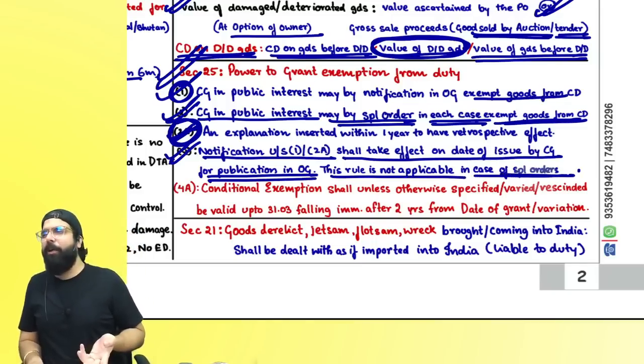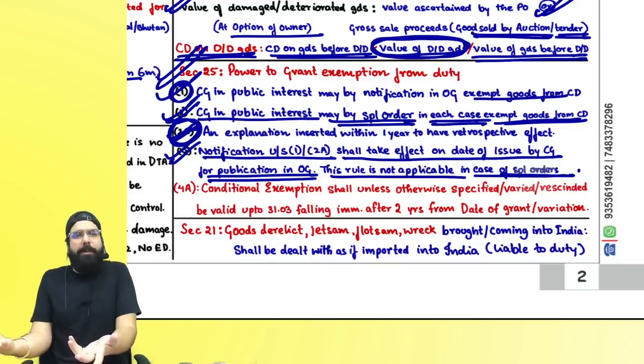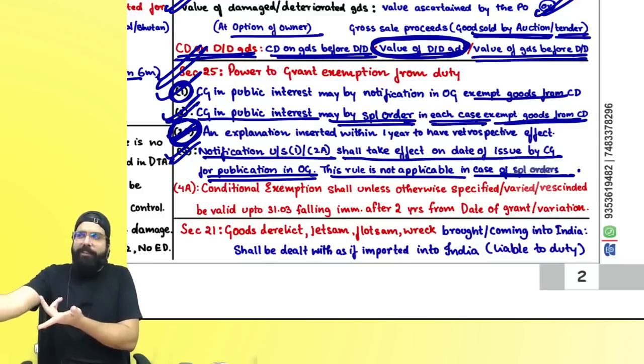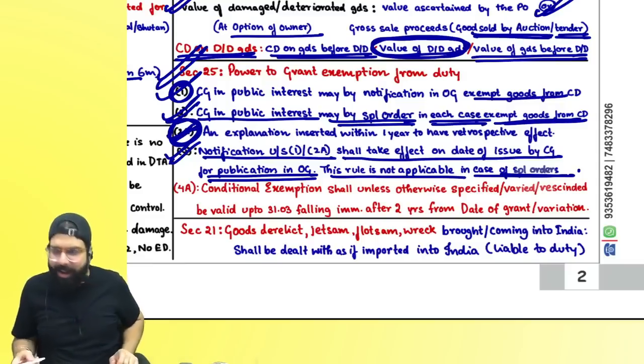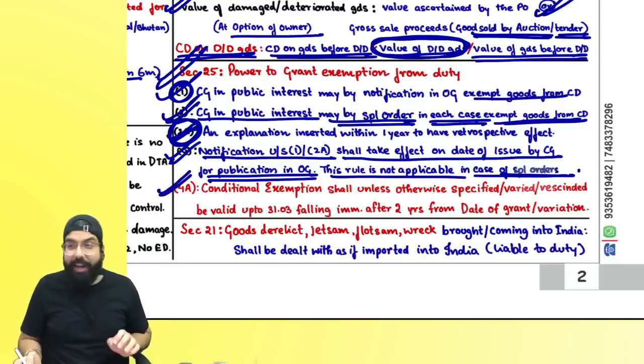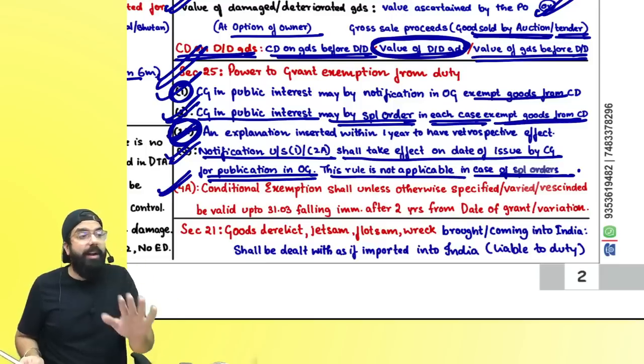In the case of special orders, what happened? It is given to a special person and communicated to that special person, hence there is no requirement of a date etc. Section number 25(4)(a), very important, conditional exemption.